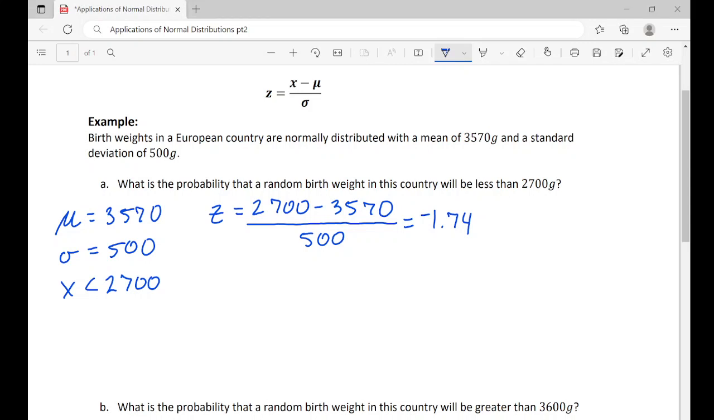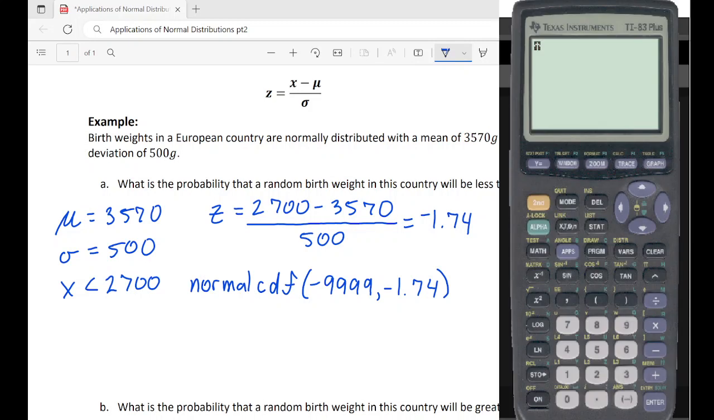So we're going to go to normal CDF in our calculator. And we want it to be less than 2,700. So that means we want everything less than negative 1.74. So we're going to pick an arbitrarily large negative number, negative 9999. And then our upper bound, as high as it can go, is negative 1.74. And then we're going to find the probability from this.